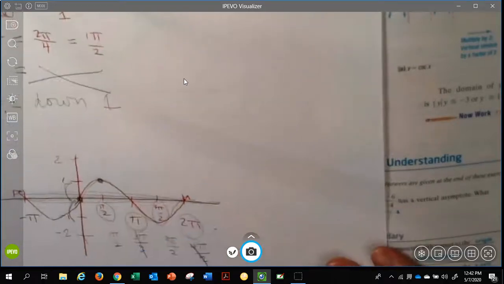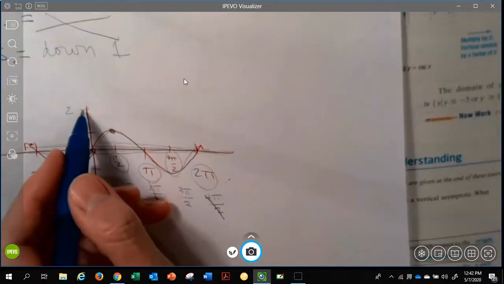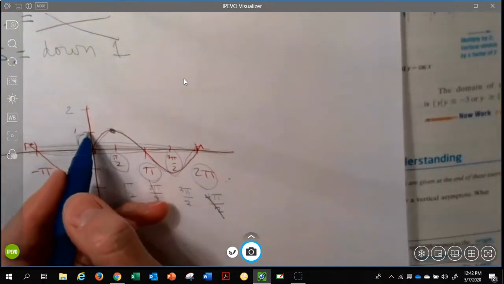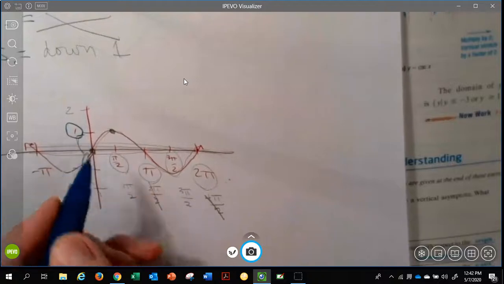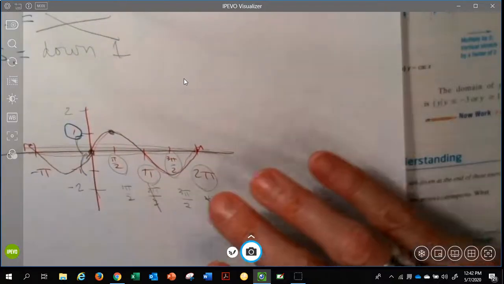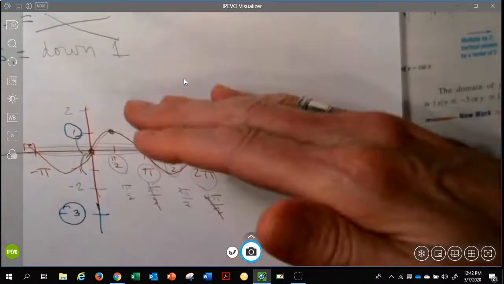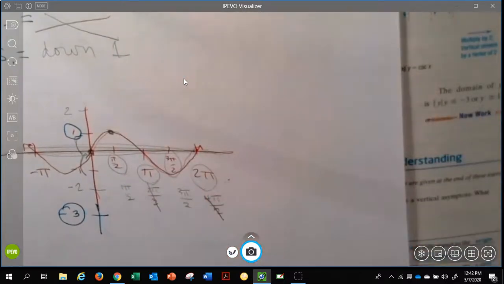And so now back to our graph. Everything that we thought we knew, we still know, but it's going to shift on us. So we are not going to go all the way up to 2. Everything's getting shifted down 1. So our highest point on this graph is going to be a 1. Our lowest point is not going to be -2 because everything is getting shifted down 1. So we now have our highest point and our lowest point.